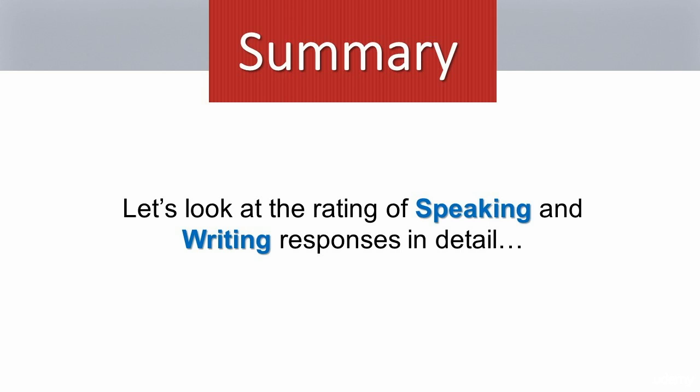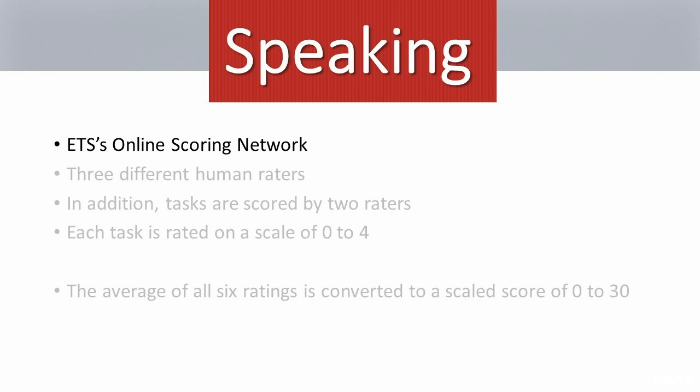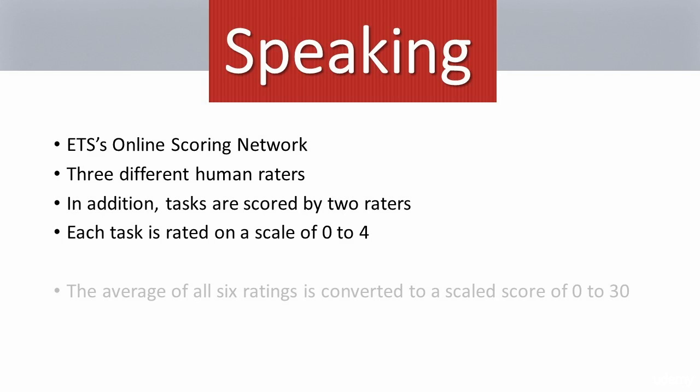So now, let's look at the rating of speaking and writing responses. In the speaking section, the responses to all speaking tasks are digitally recorded and sent to ETS's online scoring network. The responses from each test taker are scored by at least 3 different human raters. In addition, some of the tasks are scored by 2 raters in order to check the reliability of the ratings. The response for each task is rated on a scale of 0 to 4. The average of all 6 ratings is converted to a scaled score of 0 to 30.